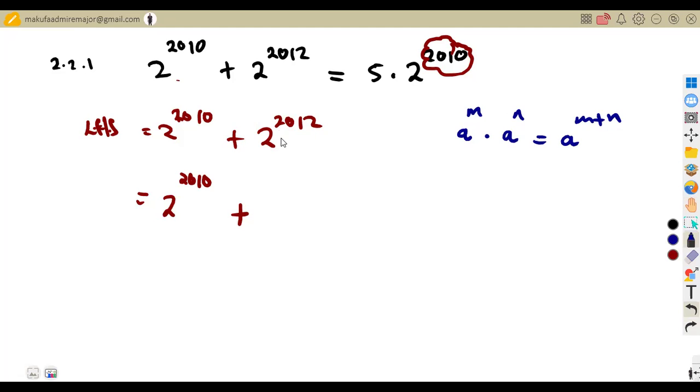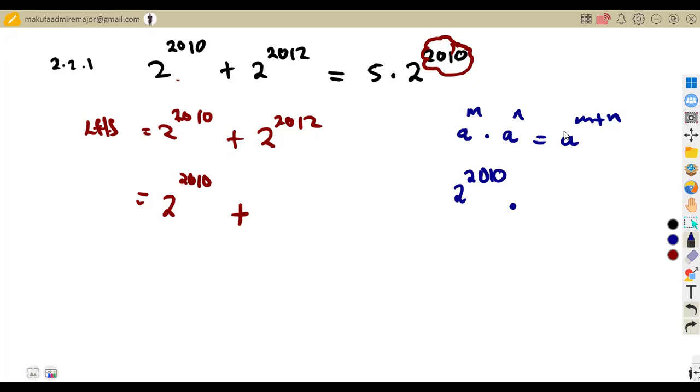So, if we can maintain the base of 2, we can say this is the same as 2 to the x. We want to remain with what? The exponent of 2010 must remain. So if we have 2 to the exponent of 2010, we are going to multiply it by what, so that we obtain the same 2 to the exponent of 2012?